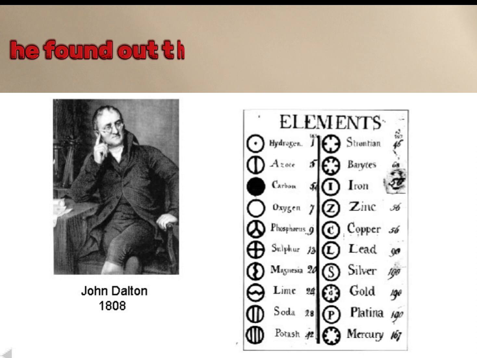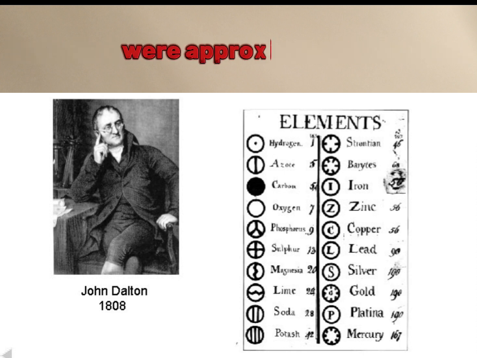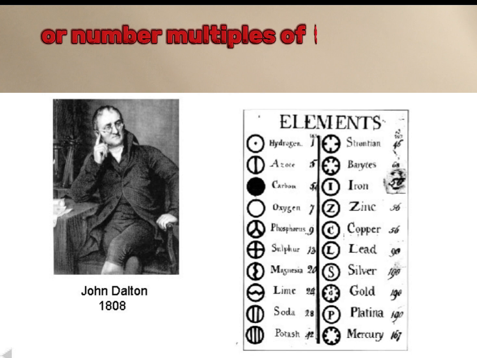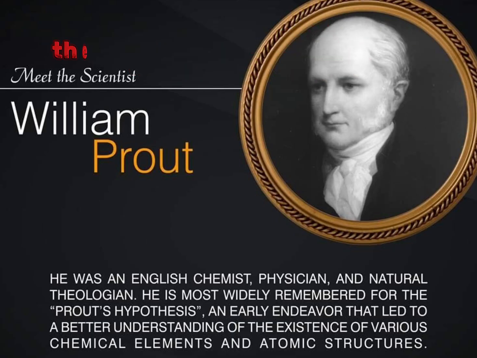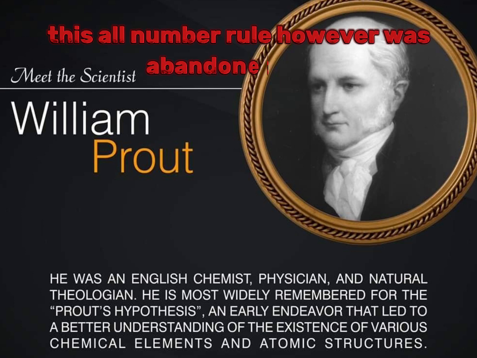He found out that many atomic weights determined by Dalton and others were approximately whole number multiples of the atomic weight of hydrogen. William proposed that the atoms of different elements were composed of hydrogen atoms in various numbers. This whole number rule, however, was abandoned soon.